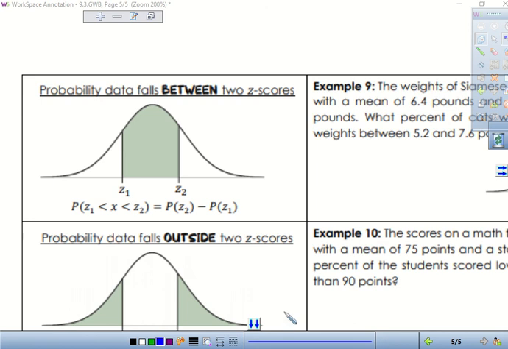Luckily, there's a formula for this, so it's not too hard to figure out. So the probability data falls between two z-scores, all right? So we have z1 and z2. How we calculate this is we find the probability of z2 minus the probability of z1. What's important about this method is you have to make sure you're taking the one on the right minus the one on the left. So the one that's larger, larger minus smaller. Okay, very important. Otherwise, it's going to come out to be the wrong sign. Because if you do this one minus this one, it's not giving you the right information.